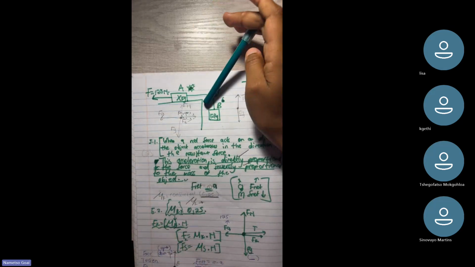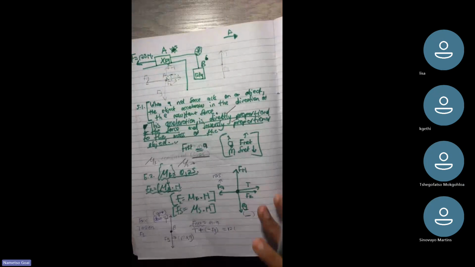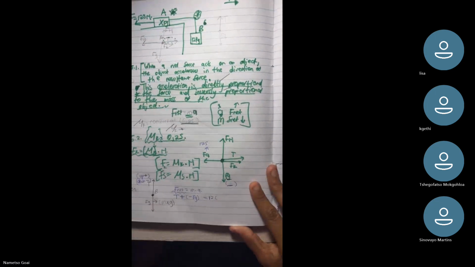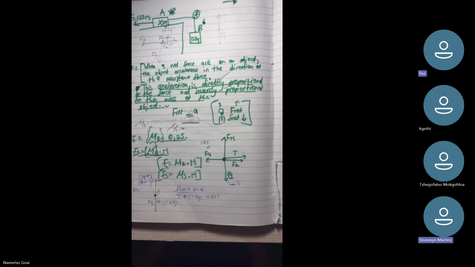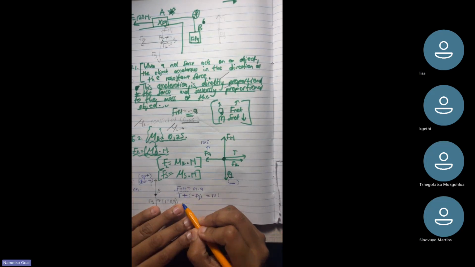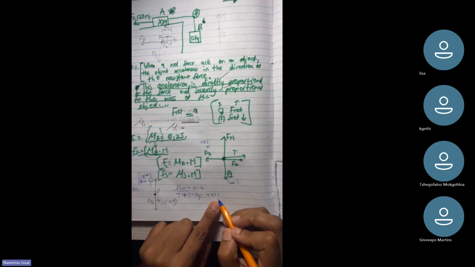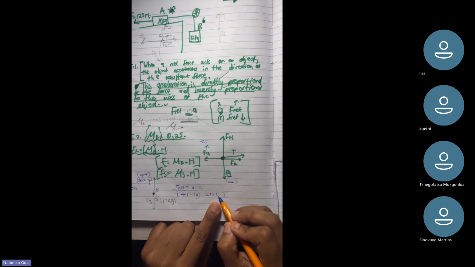Do you understand this? Yes, ma'am. Does everybody else understand? I can explain as long as you tell me which part you don't get. So you guys understand everything here? Okay, great. So we have T plus negative FG equals 12. What is our acceleration going to be?